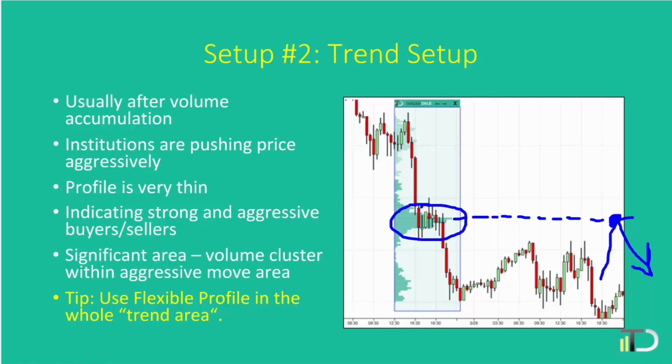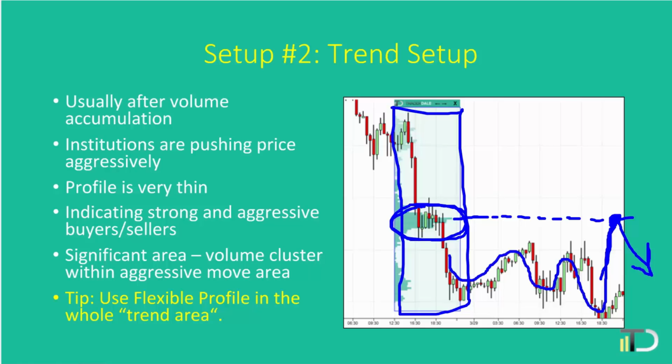So what you do when you see a trend like that, you use the flexible volume profile for the trend area, you look for significant volume clusters like this one, then you look for the heaviest volumes within the volume cluster, which were right there, you draw a line and you wait. You wait until the price returns back to the line, and if there was a downtrend, you enter a short position.